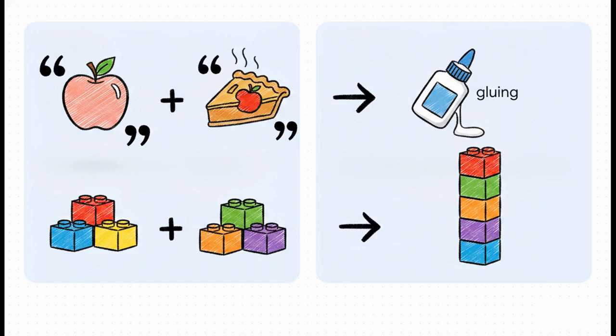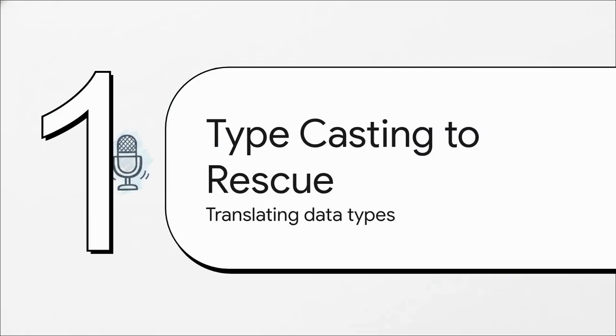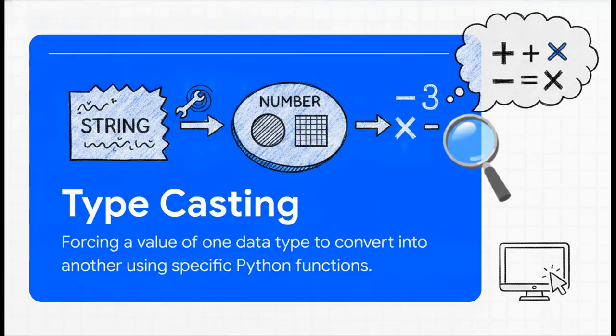So 5 plus 5 just becomes 55. To the computer, it's literally no different than adding the word apple to the word pie to get apple pie. Which brings us to section 4, typecasting to the rescue. It's time to learn how to translate data types to fix this whole miscommunication.